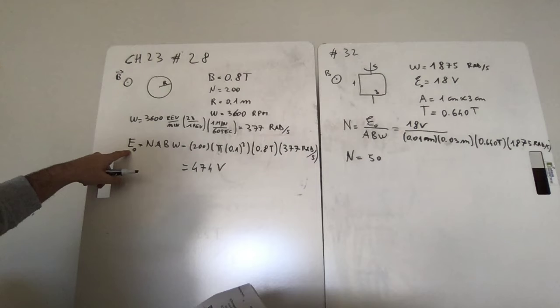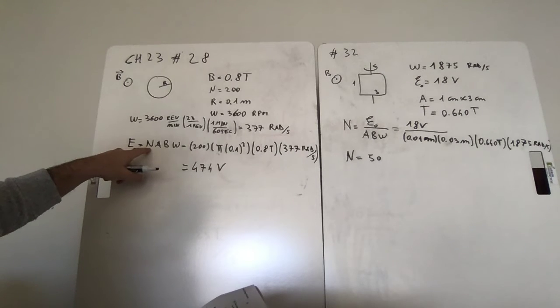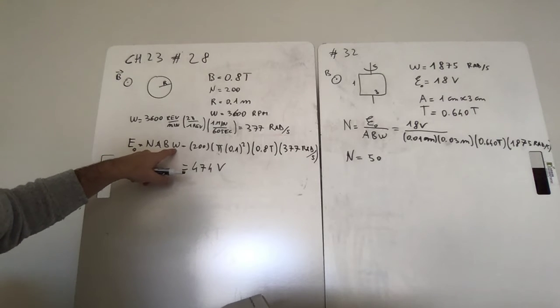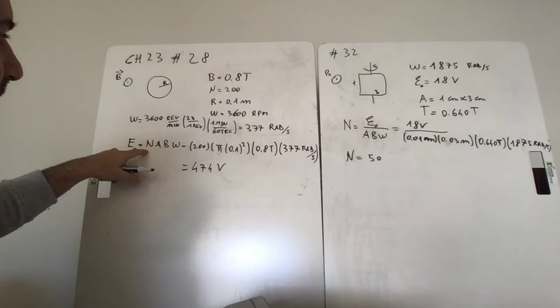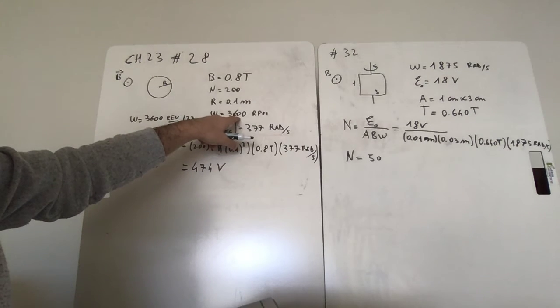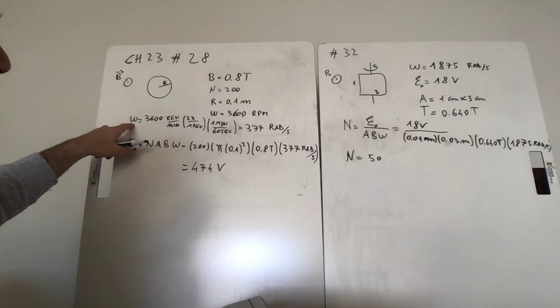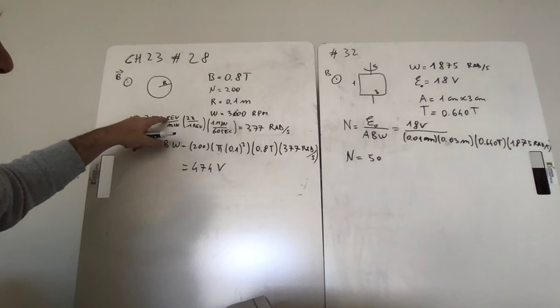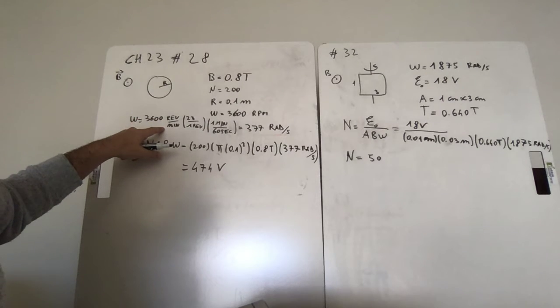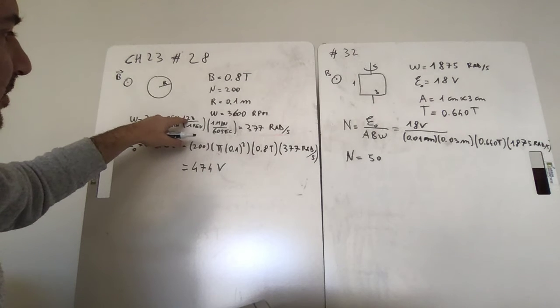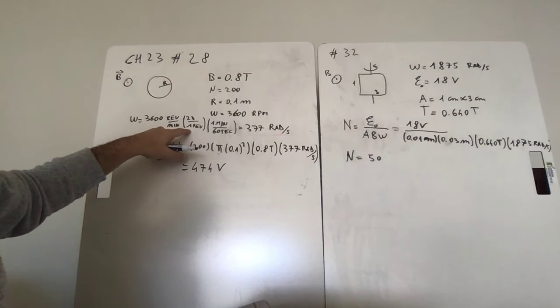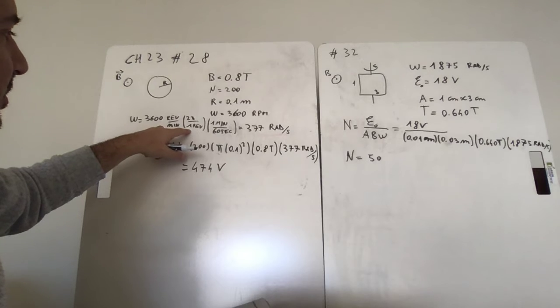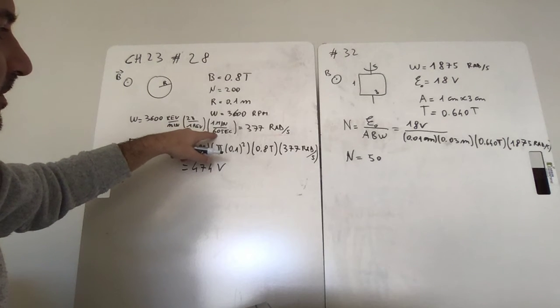So the peak voltage, epsilon naught, is the number of turns, the area of the coil, the magnetic field, and the angular velocity. Before we plug this into this formula, we want to change the 3,600 RPM into radians per second. And so omega is 3,600 revolutions per minute. But we know that one revolution is 2 pi radians over one revolution. And also 1 minute corresponds to 60 seconds.